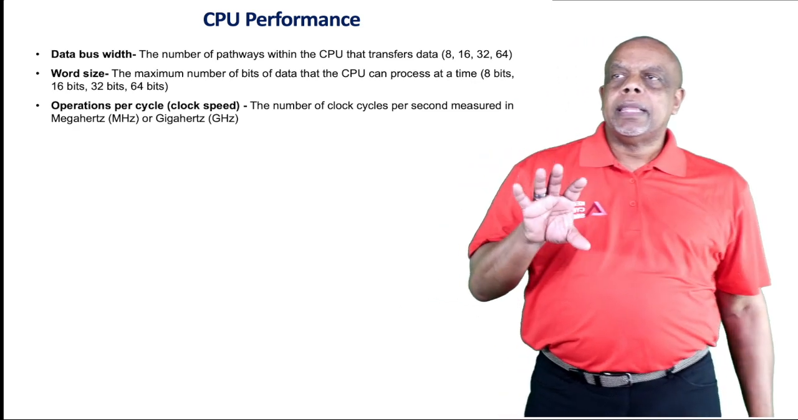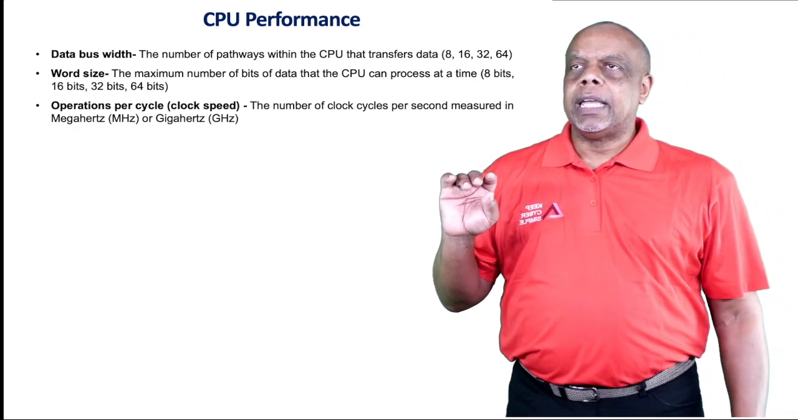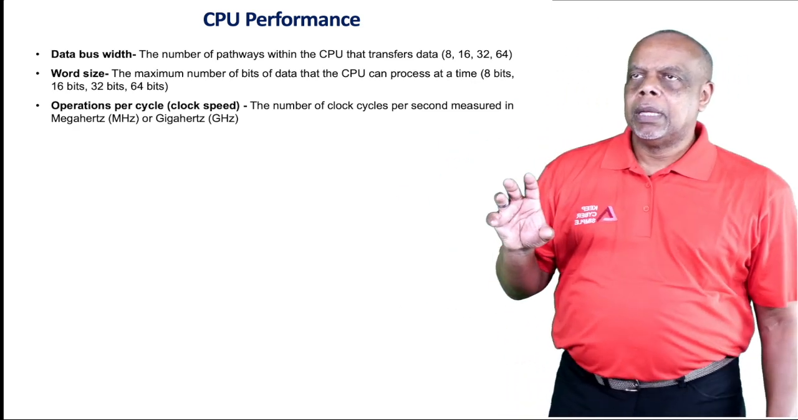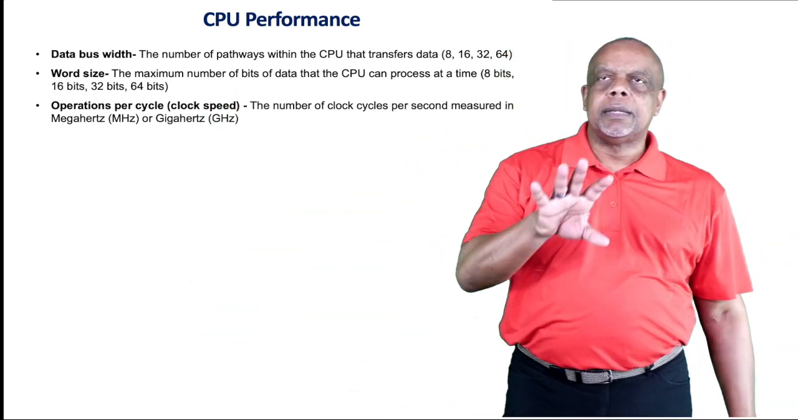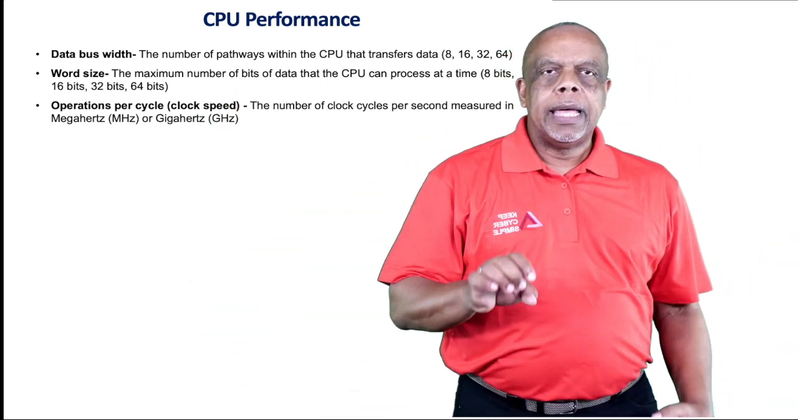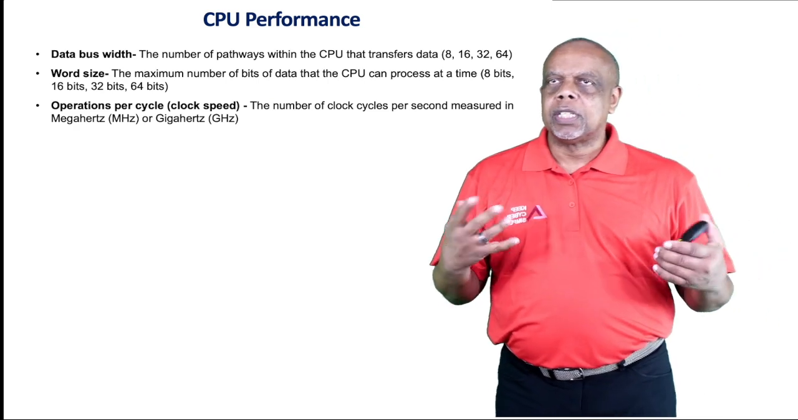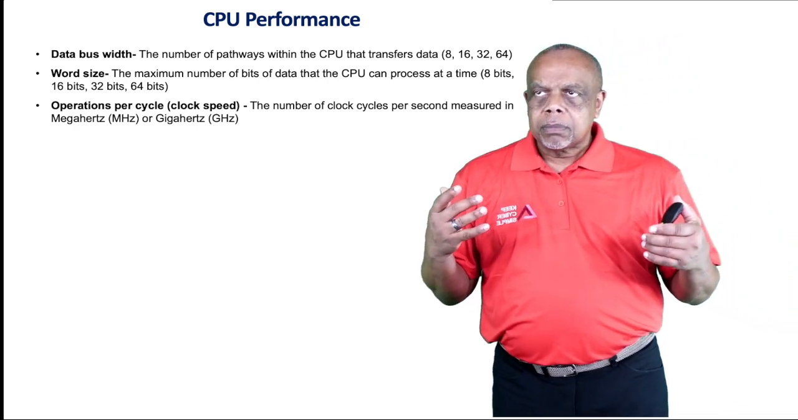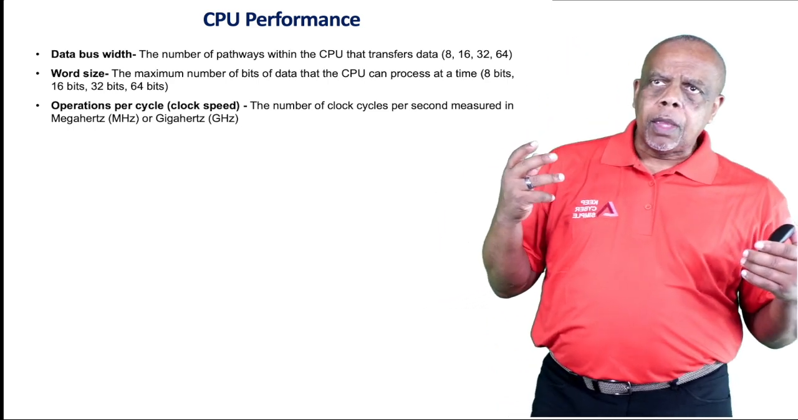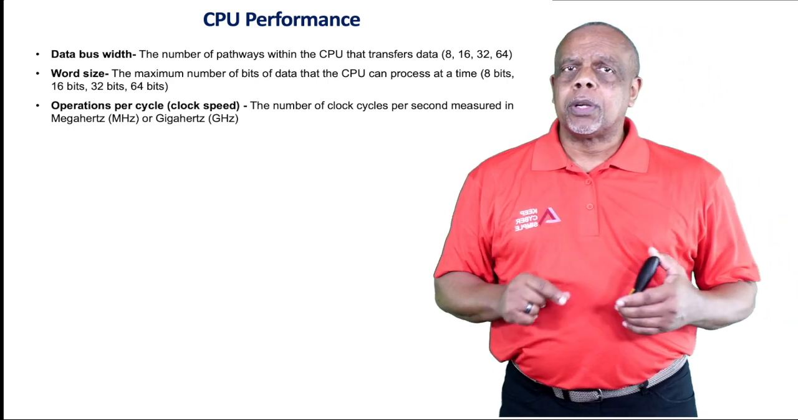Now, word size. Like I say, that's the maximum number of bits of data that the CPU can process at one time. Most of our machines now, we're up to 64 bits, meaning that it can process 8 computer words at the same time. So if I have a computer with a 64-bit bus width, and it also is able to process 64 bits, that computer can run pretty fast.